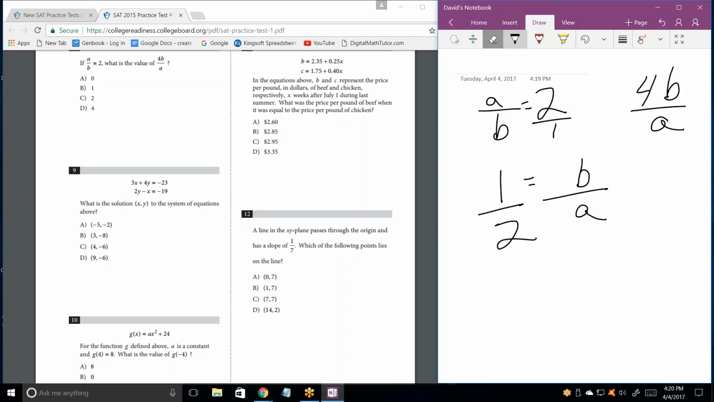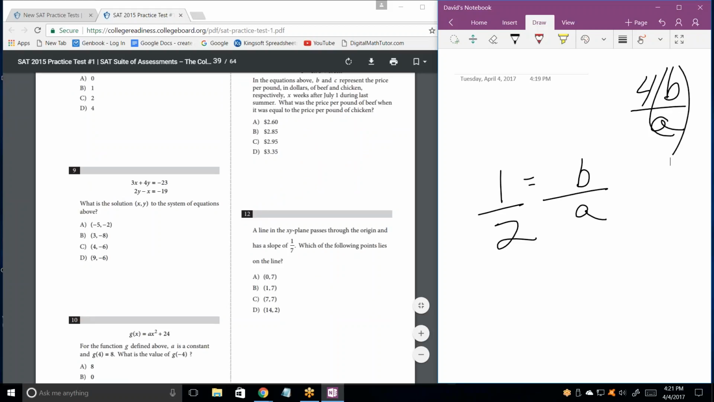Now that you have B over A, what is 4B over A? 4 over 2. It's 2. Correct. In other words, I'm going to substitute 1/2 for B over A. I got 4 times 1/2, so it's 2. Okay.